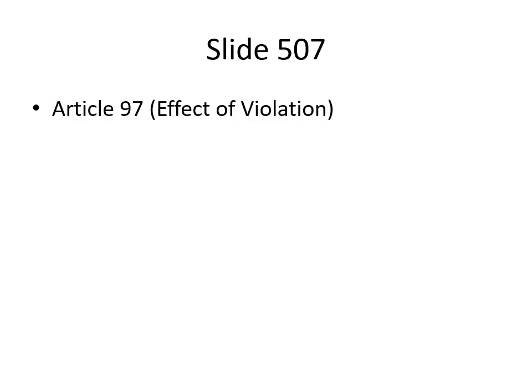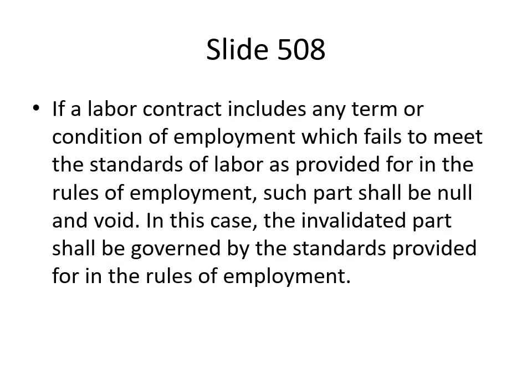Article 97. Effect of violation. If a labor contract includes any term or condition of employment which fails to meet the standards of labor as provided for in the rules of employment, such part shall be null and void. In this case, the invalidated part shall be governed by the standards provided for in the rules of employment.